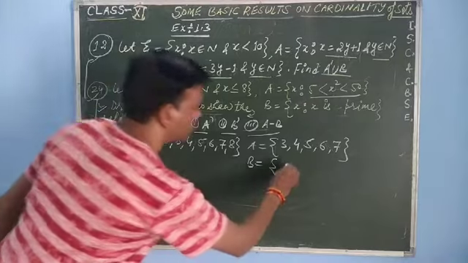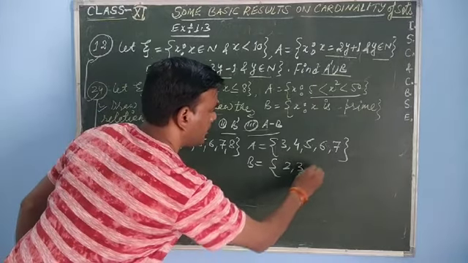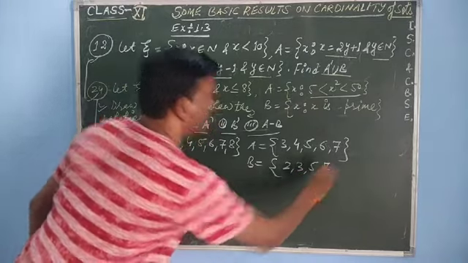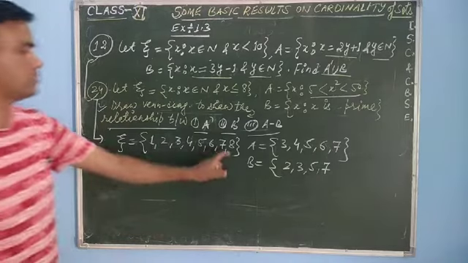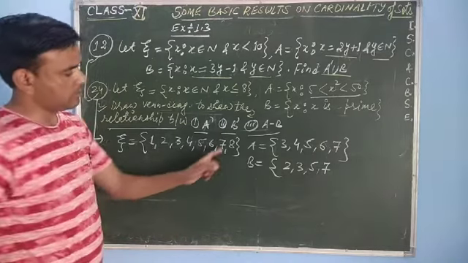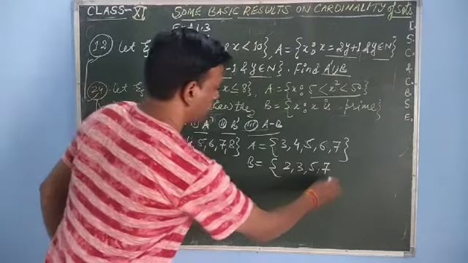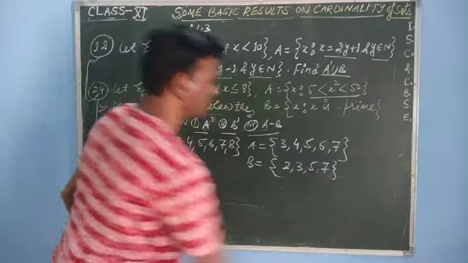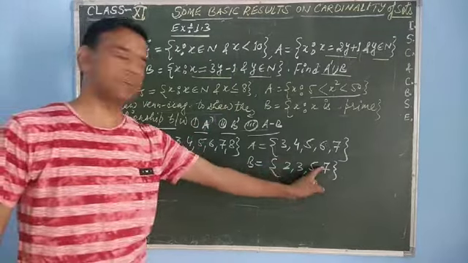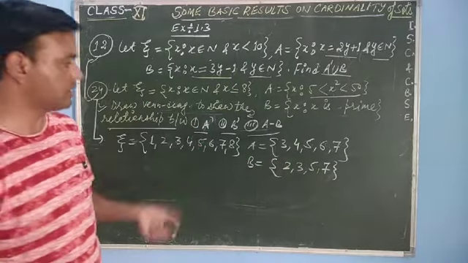You better know that the smallest prime number is 2, 3, 5, 7. And remember student, these elements must be in the universal set, so we can't go ahead of this 7. Then we can't take 11, so we will stop here, because after 7 the next prime number is 11, and 11 is not an element of the universal set.